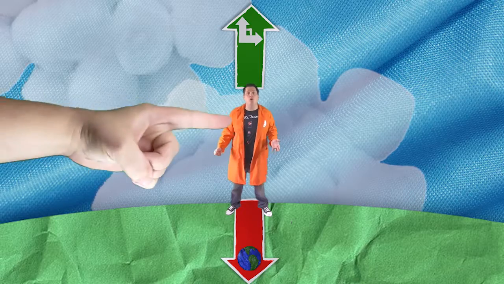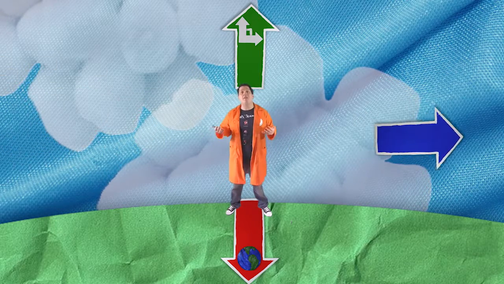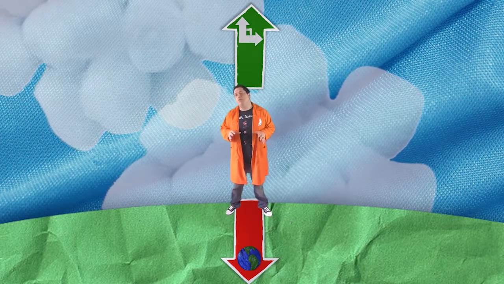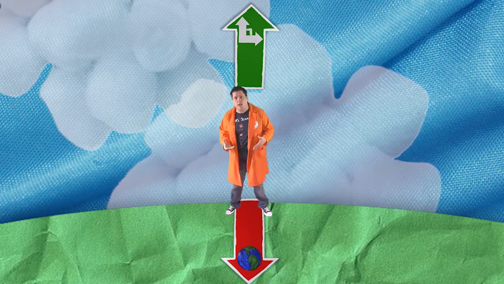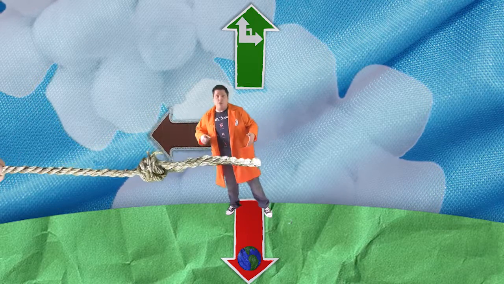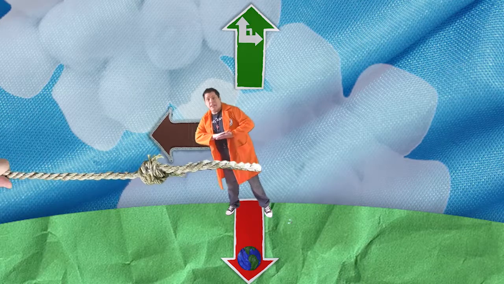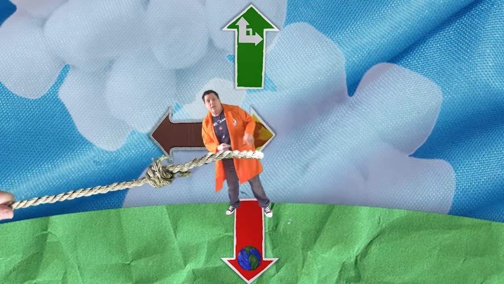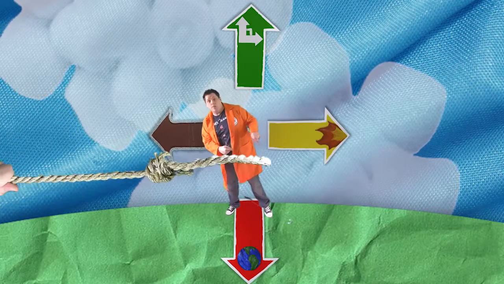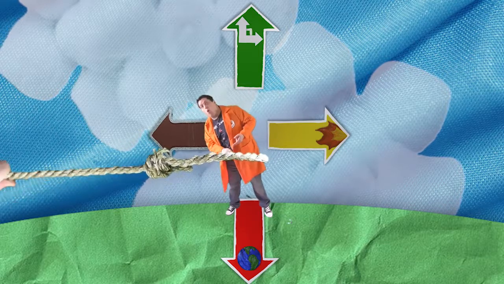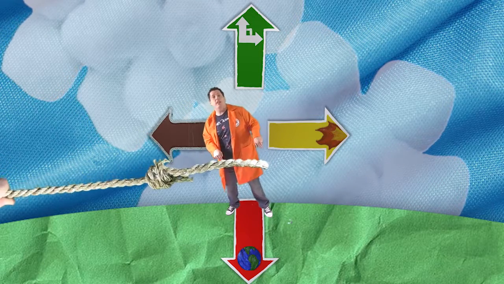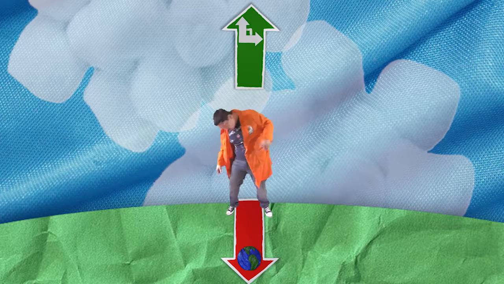Some other forces that could act on me: anytime I have a general push or pull, we would call that an applied force. If that force involves a rope or a string, we would call it a tension force. Right now, my feet are rubbing against the ground, creating a friction force. That friction force can either be kinetic or static. I'm not moving, so this is static friction.